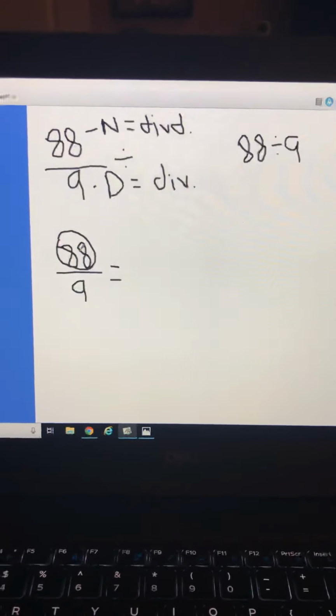9 times 9 is 81. Well, I've got to add some more parts up here to get to 88. 81 plus blank gives me 88. If you said 7, that is correct. So 88 divided by 9 is equal to 9 and 7/9.